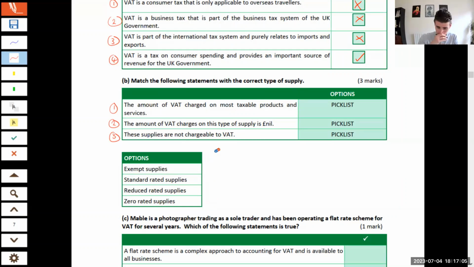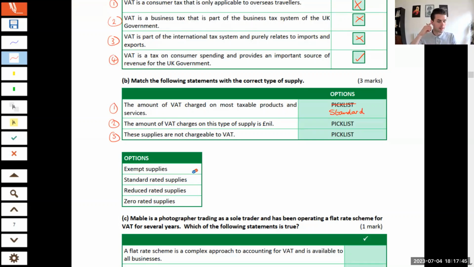I can see answers in the chat box, which is great to see. It's good to see people have got the confidence to have a go at this. The first one, number 1, the amount of VAT charged on most taxable products and services. Well, again, it's just which shoe fits best. That doesn't really fit the description of an exempt supply. Is that done on most taxable products? No. It's probably a reasonable assumption to say the standard rate is the most common one used, because that's the clue in the name, isn't it? So for option 1, standard.